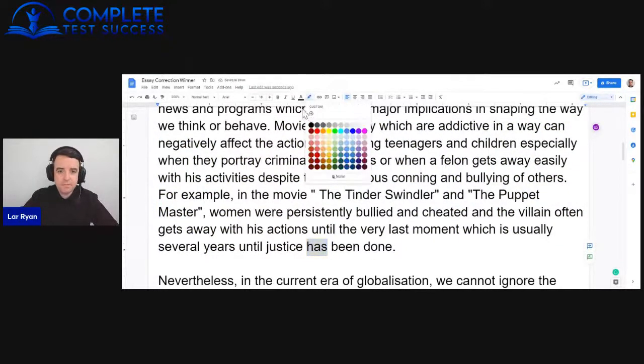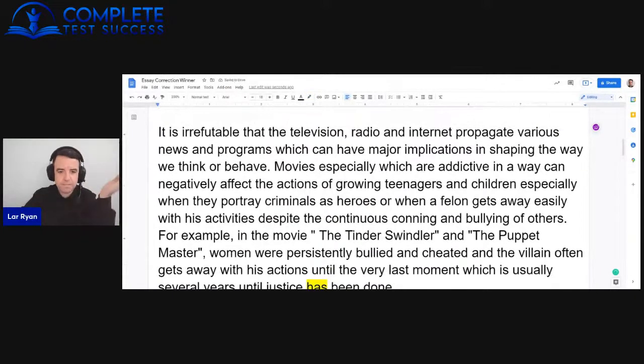I mean, it's well written, but your ideas aren't very well organized. It looks like you didn't plan this essay, to be honest. I think you're using a good range of vocab, but there isn't really precision in meaning. It's too wordy. You could say this much more easily. Like, it is irrefutable that the television, radio, and internet propagate various news and programs which have major implications on the way we think and behave. This is too wordy. Even though it sounds like high-level vocab, we would never make a sentence so complicated with unnecessary vocab.